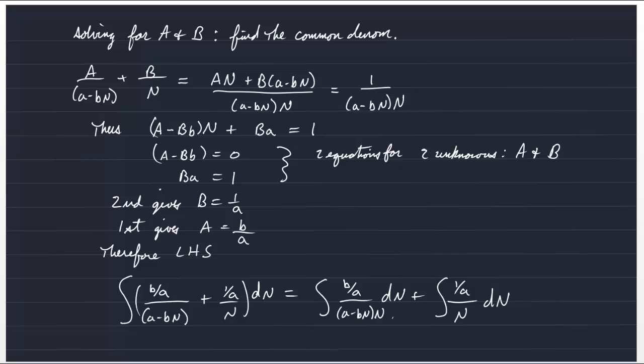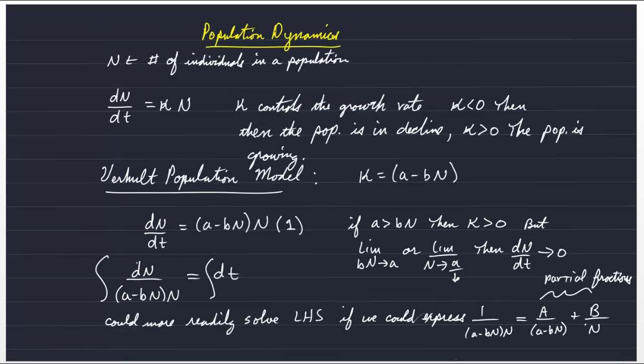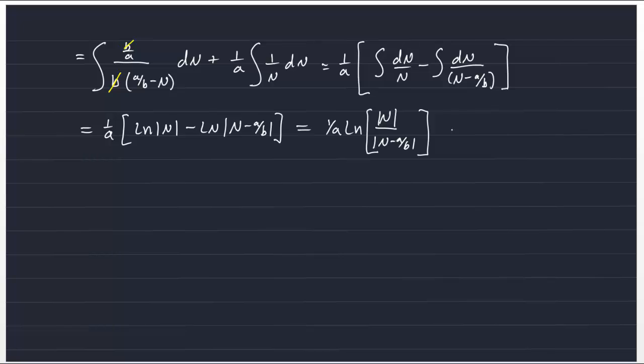And now let's go back to where we started off, with the left-hand side equal to the integral of dt. So now we're ready to solve our differential equation. We've solved the integral of our left-hand side. Now we have to equate that with the integral of dt, which is just t plus an integration constant.